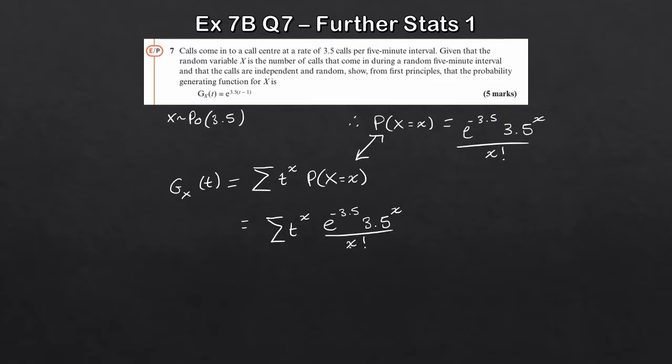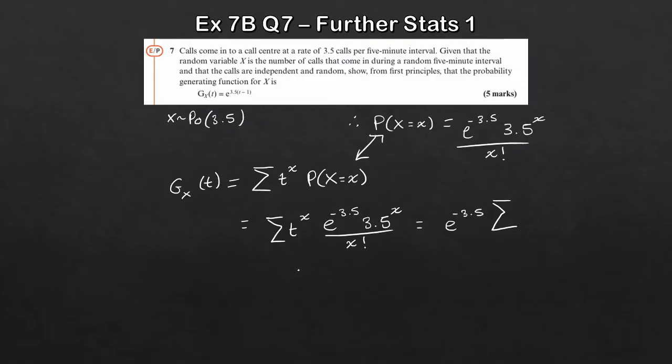Okay, now we're going to have to do a bit of manipulation here. And what I'm going to do first, I'm going to pull this e to the minus 3.5 in front of the summation. Just like you should be aware of this when you've done it with Core Pure, we can pull it out in front of the summation. So that will be e to the minus 3.5 times the summation. And the reason why I'm pulling this out is so I can move this t to the x with this 3.5 to the x here.